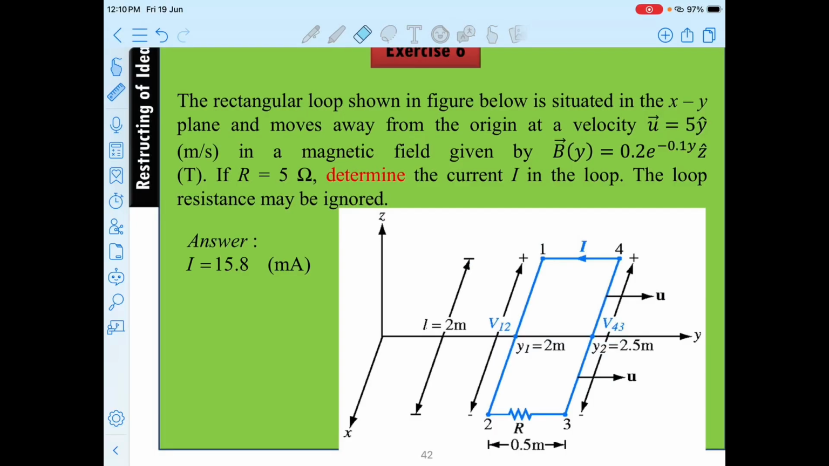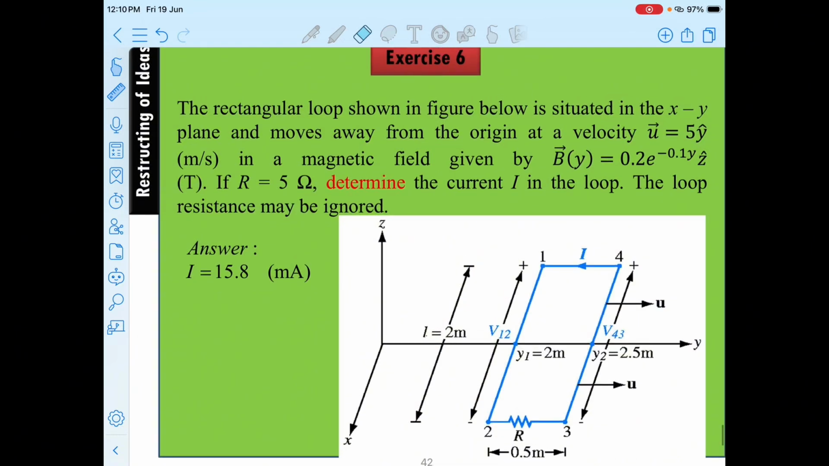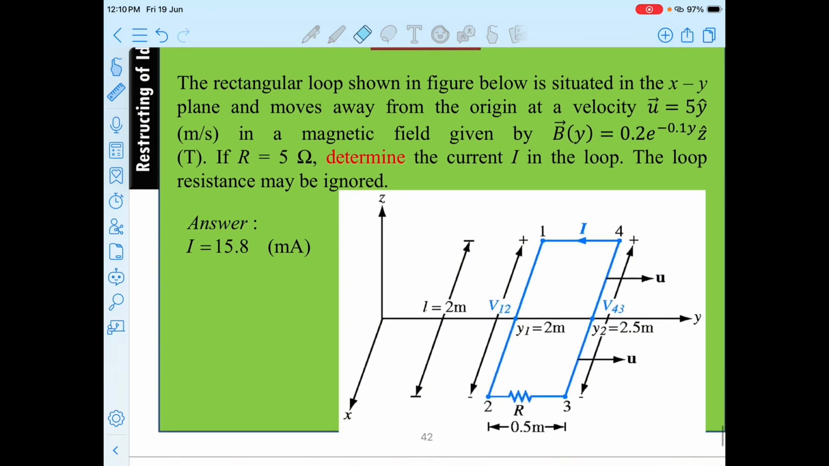Hi everyone, in this video I'm going to explain how to solve this exercise 6. You have a rectangular loop, the blue rectangular loop in the figure. It is situated in the xy plane and moves away from the origin at a velocity of 5 in the y direction. You move the loop as a whole, not a sliding bar. And the magnetic field is given by this.